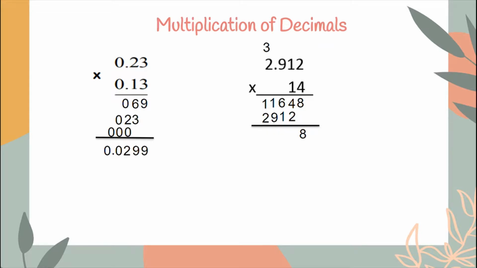4 plus 2 is 6. 6 plus 1 is 7. 1 plus 9 is 10. So 0. Carry 1 at the top of 1. 1 plus 1 plus 2. The answer is 4. And we are not yet done.